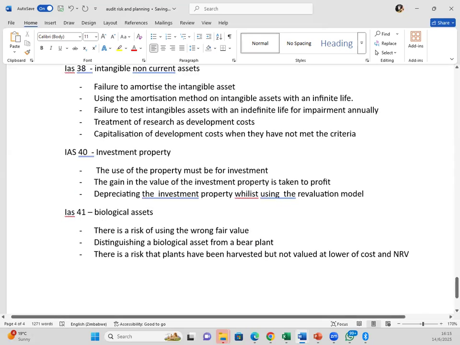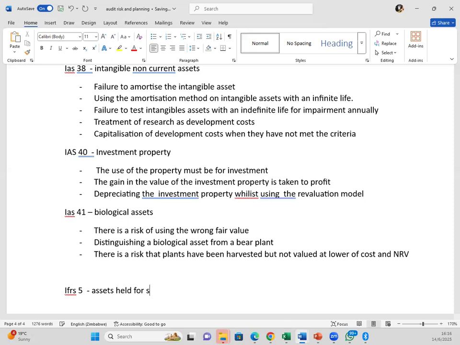Now, besides the IAS, we also have the IFRS standards, the International Financial Reporting Standards. We can start with IFRS 5, assets held for sale and discontinued operations.